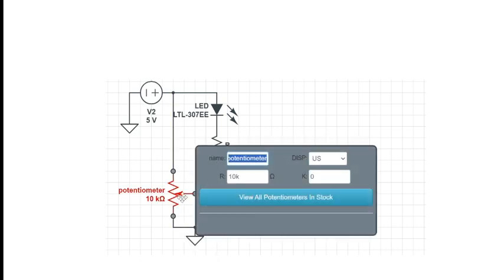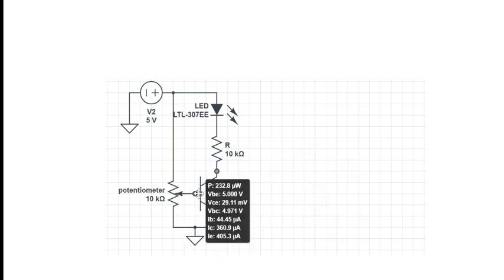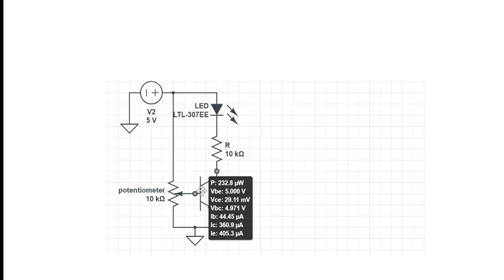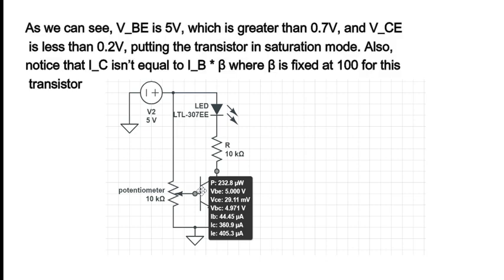Next, let's adjust the potentiometer to 100% of its length, which means the base is now connected to VDD, allowing a small base current to flow. As we can see, VB is 5 volts, which is greater than 0.7 volts, and VCE is less than 0.2 volts, putting the transistor in saturation mode. Also, notice that IC isn't equal to IB times beta, where beta is fixed at 100 for this transistor.